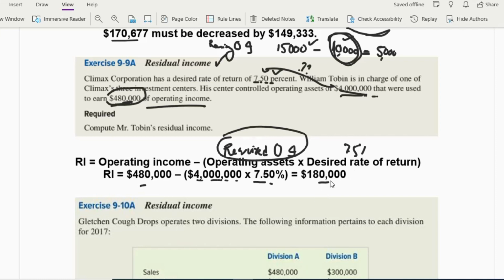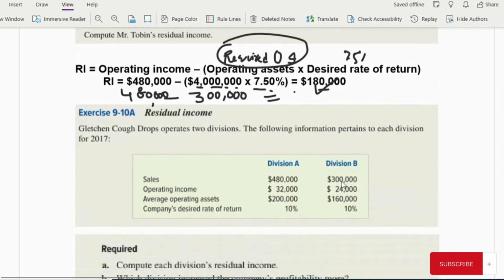So let's check what is my required operating income. When I simplify this expression, my required operating income is 300,000, and 480,000 was the real operating income. So how much extra, how much residual do we get? Residual income is 180,000. So let's move on towards the next question.